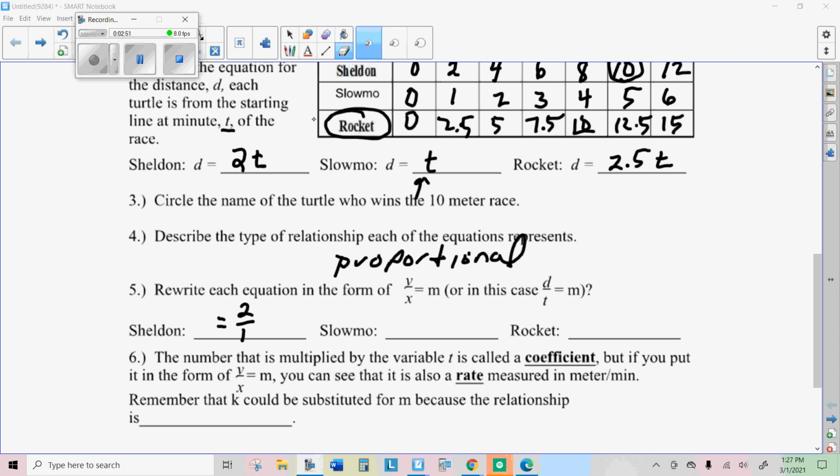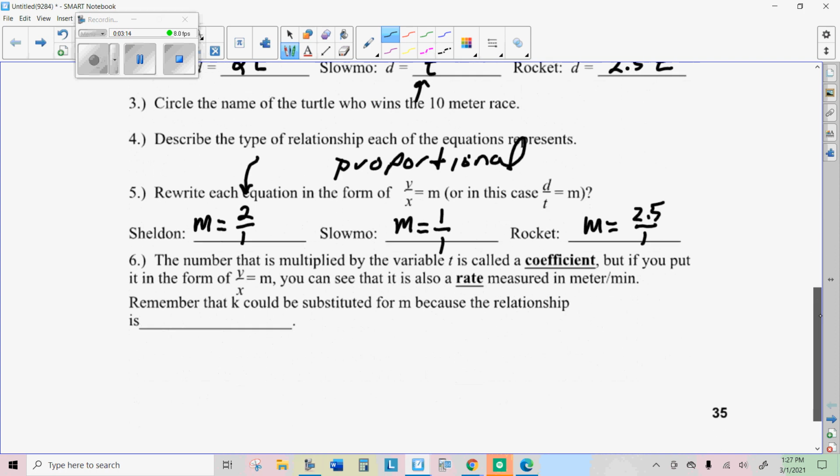Equals, so m equals 2 divided by 1 for Sheldon. Now you could take any distance divided by any time to get this, but this will be simplified. So go ahead and do slow-mo and rocket.